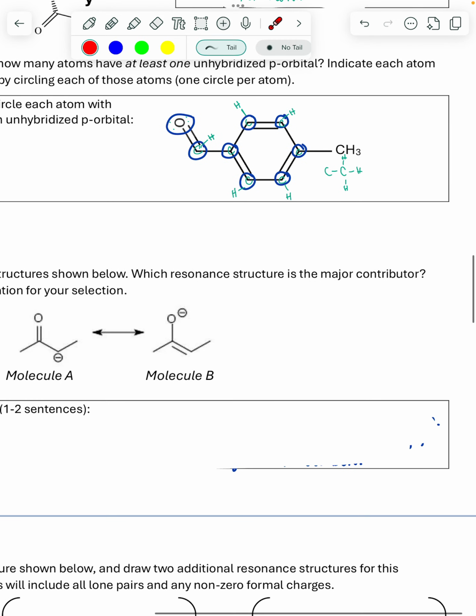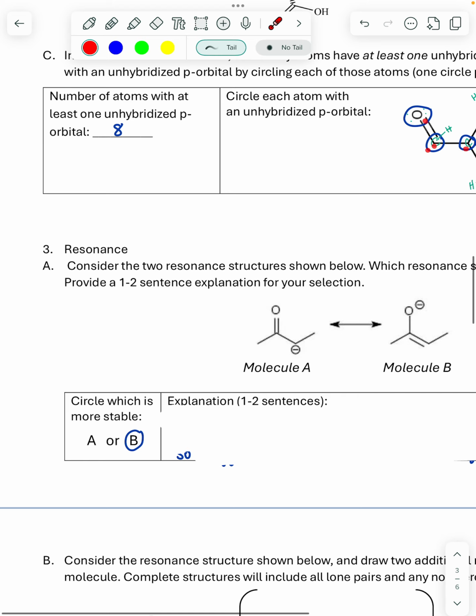So if we're counting them all, there's 1, 2, 3, 4, 5, 6, 7, 8. And that's why that's 8 over there.